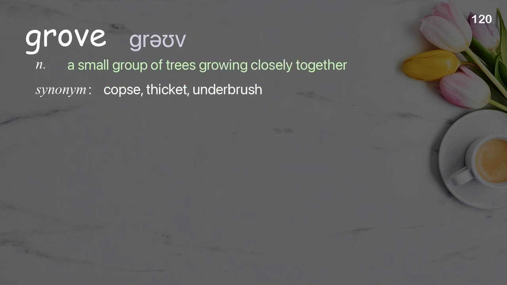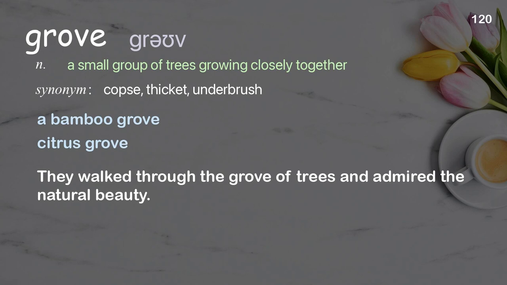Grove. A small group of trees growing closely together. Examples. A bamboo grove. Citrus grove. They walked through the grove of trees and admired the natural beauty.